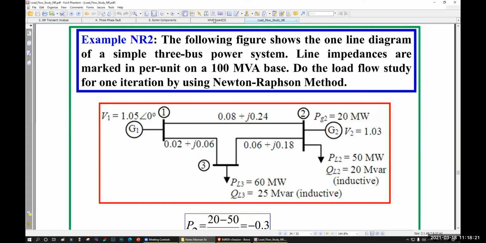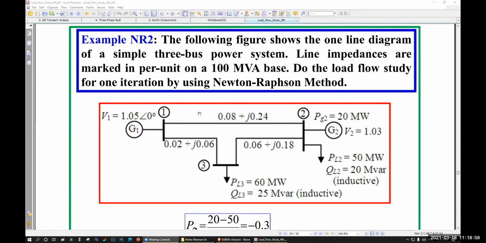Let's use a tolerance. Let's say 0.1 is your tolerance. If the difference is 0.1 or less than 0.1, we will stop. If it is more than 0.1, we will continue. Okay? Now this is your math.